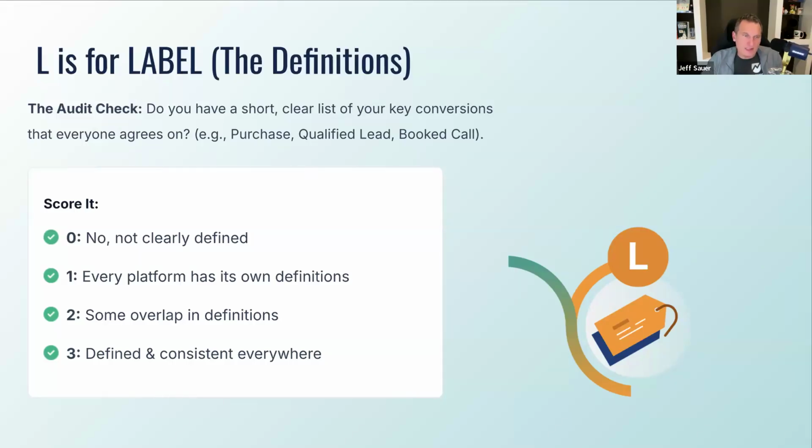1 if every platform has its own things, like, hey, I'm tracking this as a conversion on GA4, I'm tracking this as a conversion on Meta ads, and they're different, or you don't really know how to translate them. If you have some overlap in your definitions, like, okay, we're overlapping a little bit here. And then finally, defined and consistent everywhere. So you're using the same language everywhere. You know that a purchase is a purchase across the different platforms.